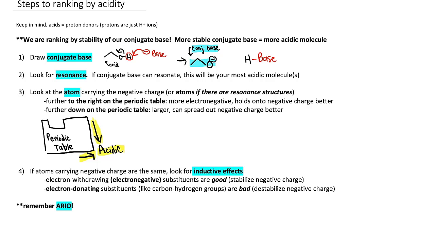When we rank by acidity, we're really ranking by stability of the conjugate base, which is the acid after it's donated its proton and is left with a negative charge. The more stable our conjugate base is, the more willing our acid will be to donate its proton. Feel free to look over these rules on your own, and I'll explain them more in depth in our practice question.